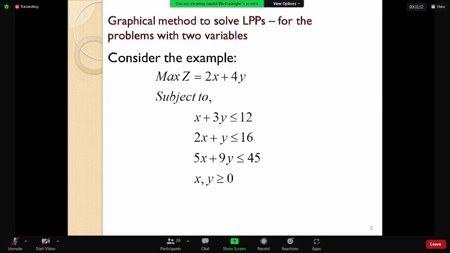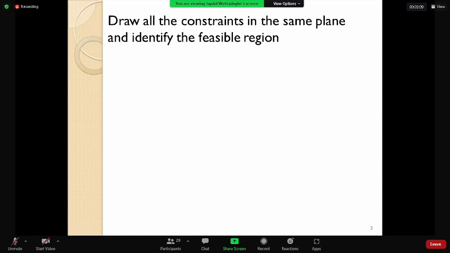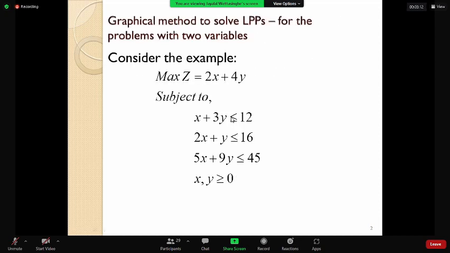So the basic steps of the graphical method: we have to draw all the constraints in the same plane and identify the feasible region. I will explain what is the meaning of that. Before that, I want to summarize the method here. Here we have constraints. These constraints we have to draw in a Cartesian plane. So in the graph, we have to draw these constraints. There are three constraints. All three constraints should be drawn in the same plane.